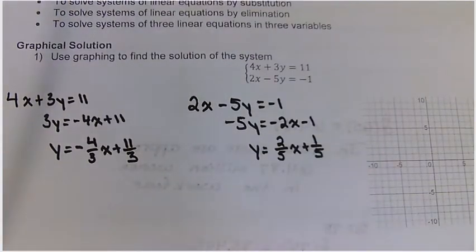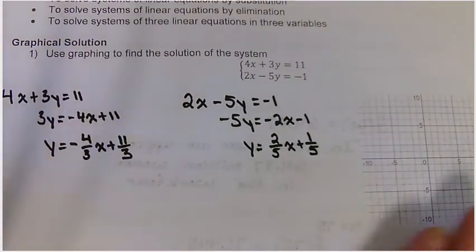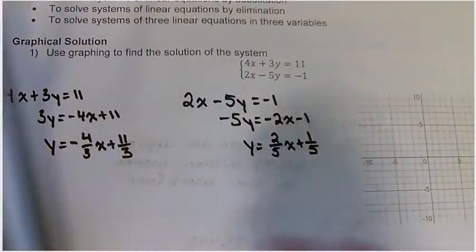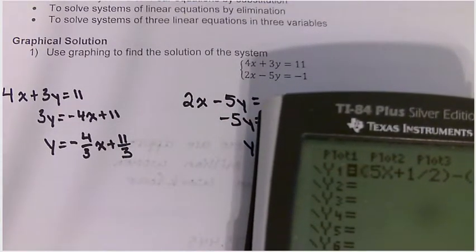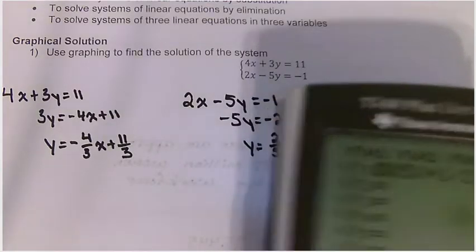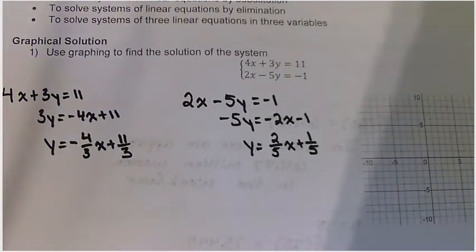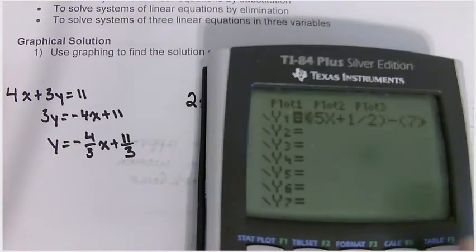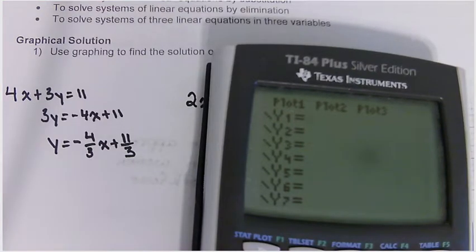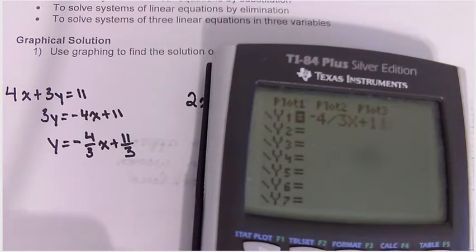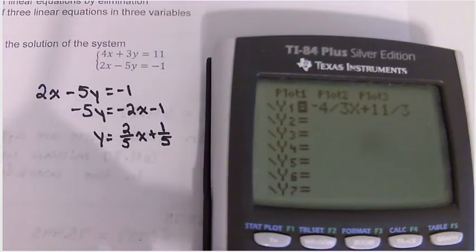But I can use the calculator. So this one is not actually the best one for graphing. I'm wishing I'd put another example for graphing. But it's a good one to show that graphing is not always the easiest. Now, if you do have a calculator, it is. So what I could do is plot each graph. And the other one is 2/5 x plus 1/5.